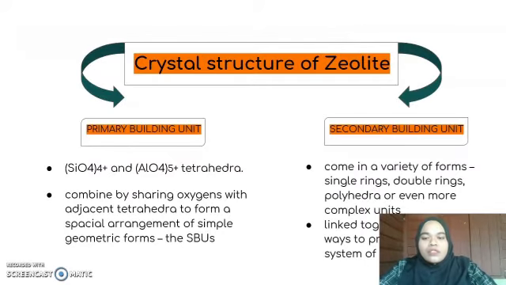So basically, the crystal structure of zeolite can be categorized into two, which are primary building unit, PBU, and secondary building unit, SBU. Examples of the PBU are SiO4 and AlO4 tetrahedra. These combine by sharing oxygen atoms with adjacent tetrahedra to form a spatial arrangement of simple geometric form, which we call SBU. SBUs come in a variety of forms, which are single ring, double ring, polyhedra, or even more complex units. These will link together in a variety of ways to produce a unique system of channels and cages.